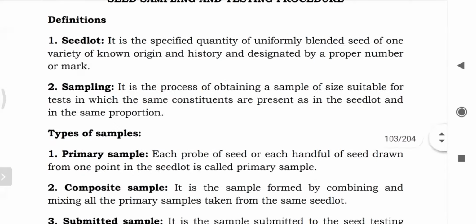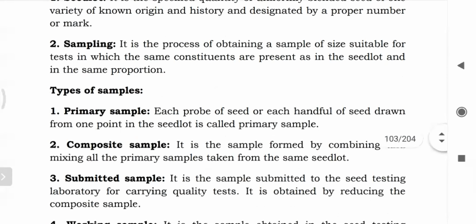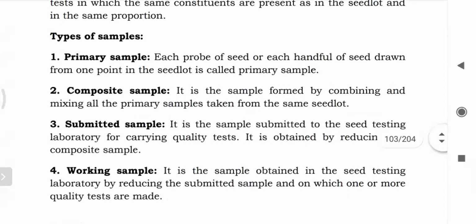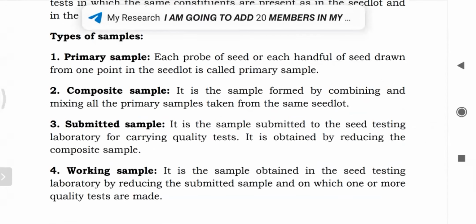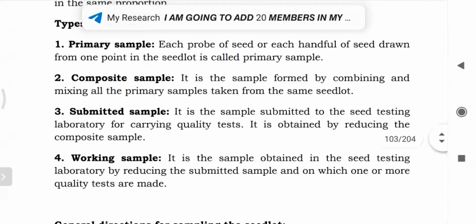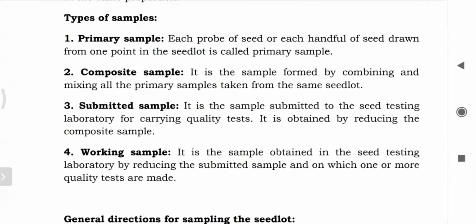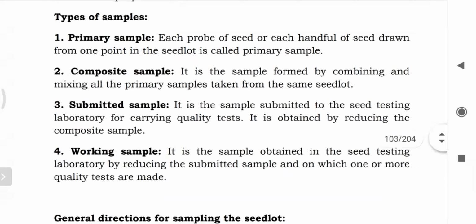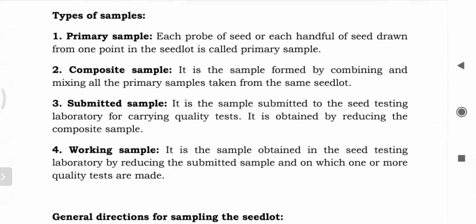Then different types of samples are there. There are 4 types of samples. Generally, primary samples, composite samples, submitted samples, and working samples. So there are 4 types of sample constituting a particular seed lot. So primary sample is each probe of seed or each handful of seed drawn from one point in the seed lot.